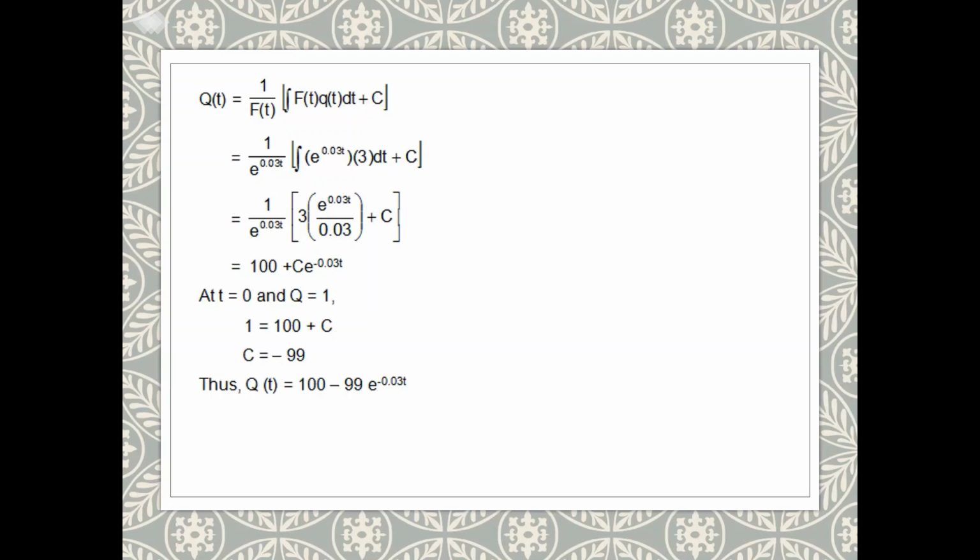As A is equal to 1, that means when t is 0, Q is 1. Substitute this into the formula of Q that you have obtained and simplify. You will get C equal to negative 99. Substitute the C value back into the formula. That is how you get the expression of the amount of salt in the tank at any time t, which is represented by Q(t) equal to 100 minus 99 exponent of negative 0.03t.